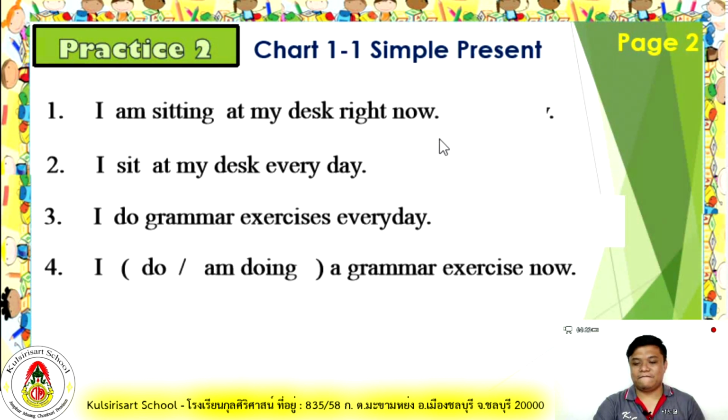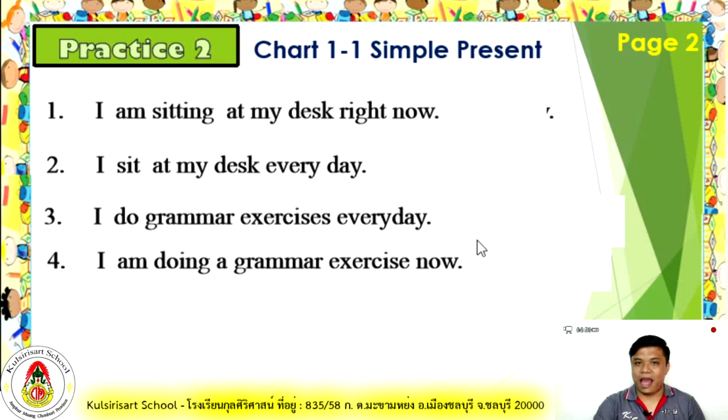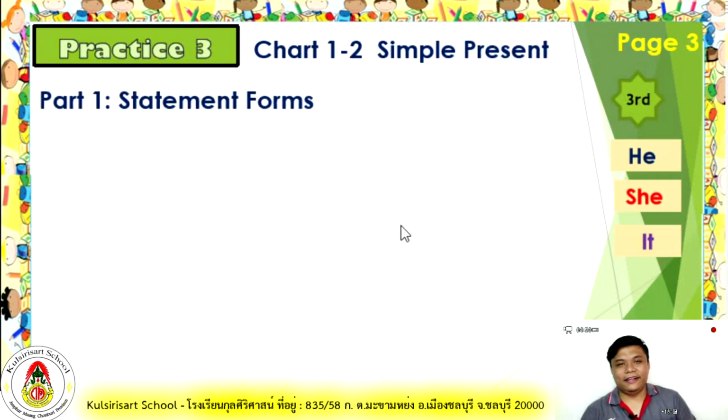Number 4, I am doing grammar exercises right now. The words here: right now, now, at the moment. What do you think is the answer? It is in the progressive or continuous form. I am doing grammar exercises now. Good job.